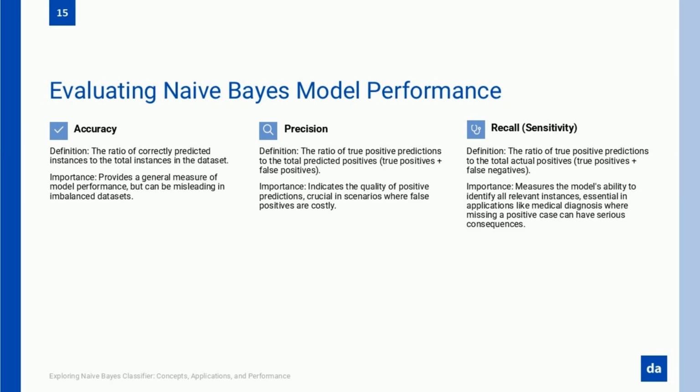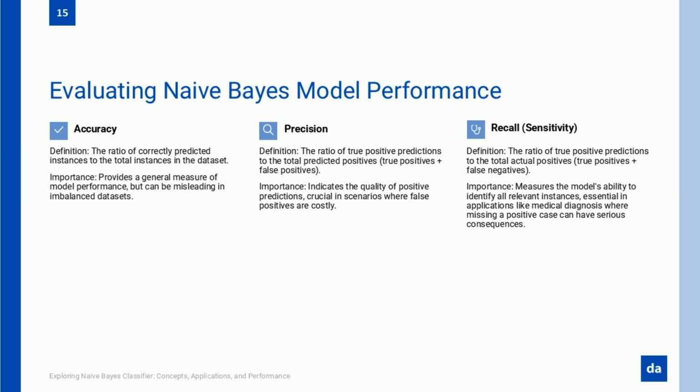Then there's recall, also known as sensitivity. This measures the model's ability to find all the actual positive cases. In spam detection, recall tells us how many of the real spam emails the model successfully identified. A high recall means fewer false negatives, which is essential in tasks where missing a positive case can have serious consequences, such as detecting fraudulent transactions.